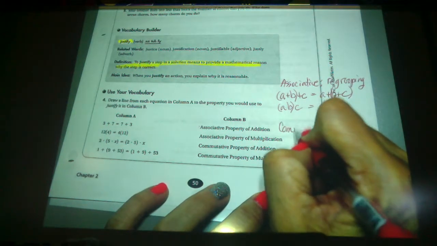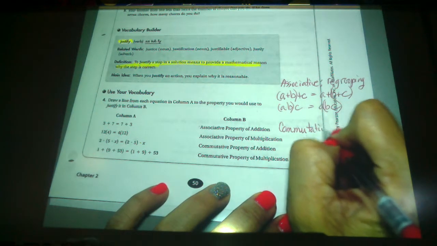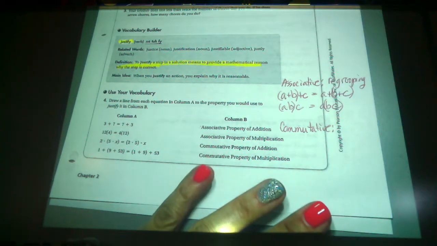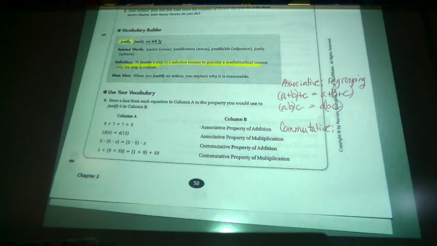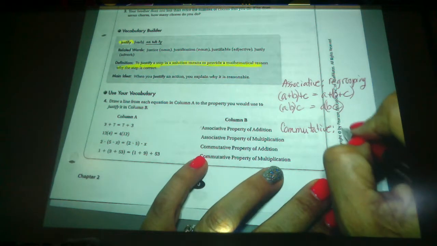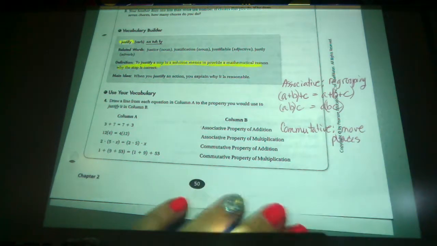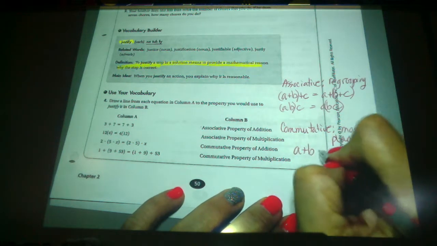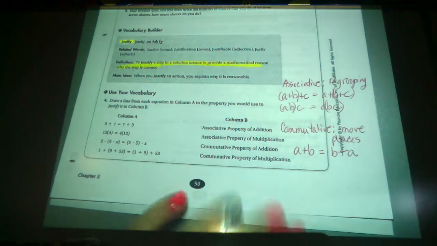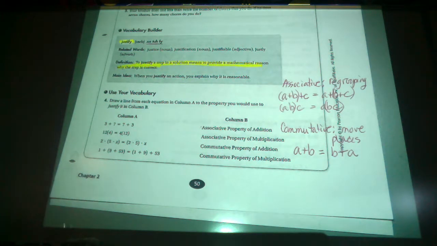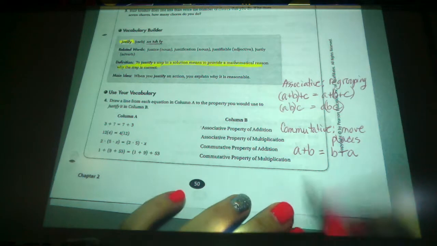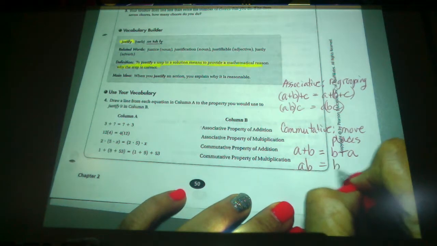Commutative. Commutative's root word is commute. Doesn't commute mean to go from one place to another? So commute really means to move places. So you might have A plus B on one side, and then you just switch them around, B plus A on the other side. If I add 2 plus 3, it's the same as adding 3 plus 2. It doesn't matter the order in which I add them. Same thing with multiplication. I could have AB versus BA.